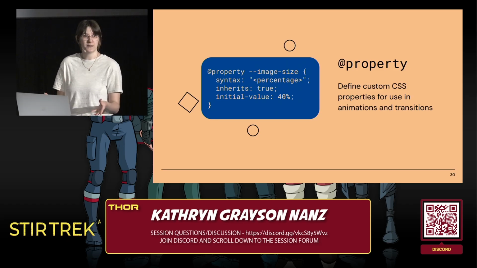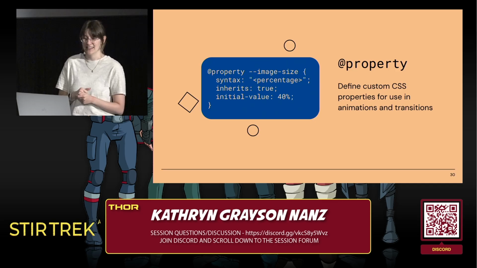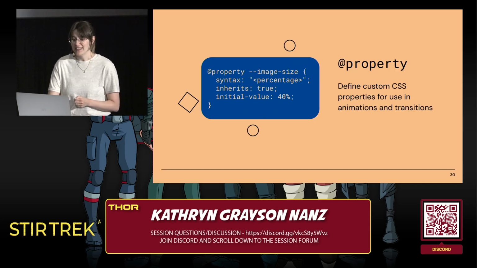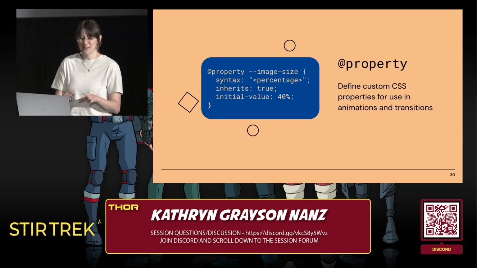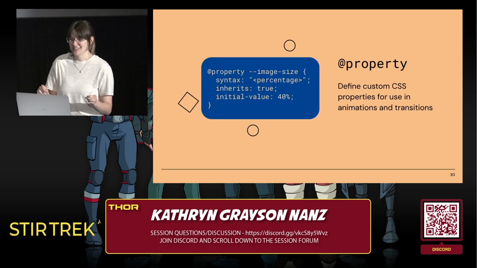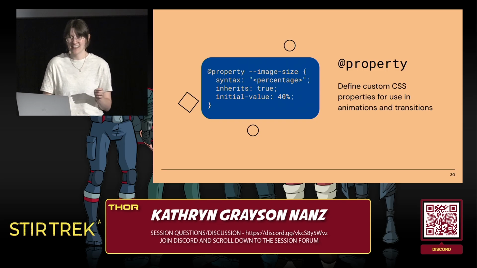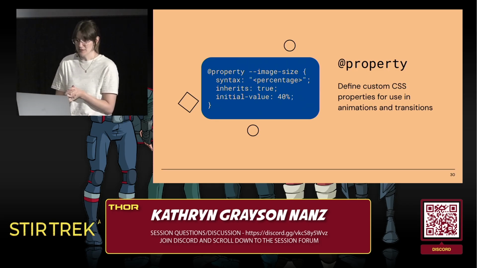So what's special about property? Mostly, it's kind of a step one. It's laying the groundwork for some of those future Houdini features that we know are coming. But it allows us to define custom CSS properties so that we can then use these properties in animations and transitions, which is what makes it useful right now for us today. If you squint your eyes, and I admit this is going to be a little bit of a tenuous metaphor, so hang with me. If you squint, you can think of it like a little tiny sliver of TypeScript in CSS. So let's take a look at this example.